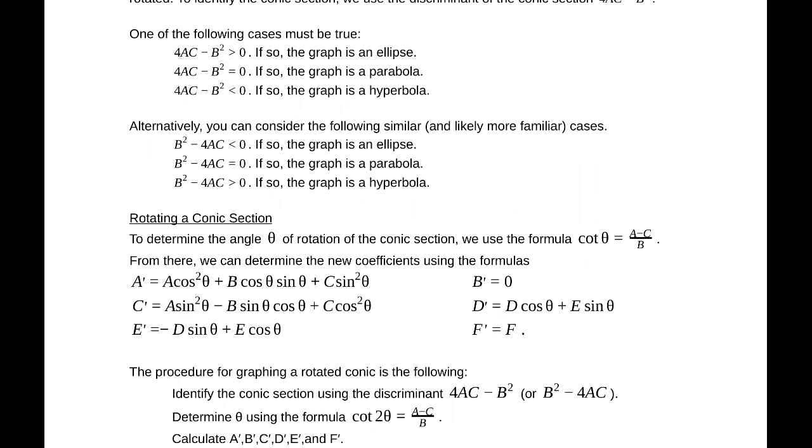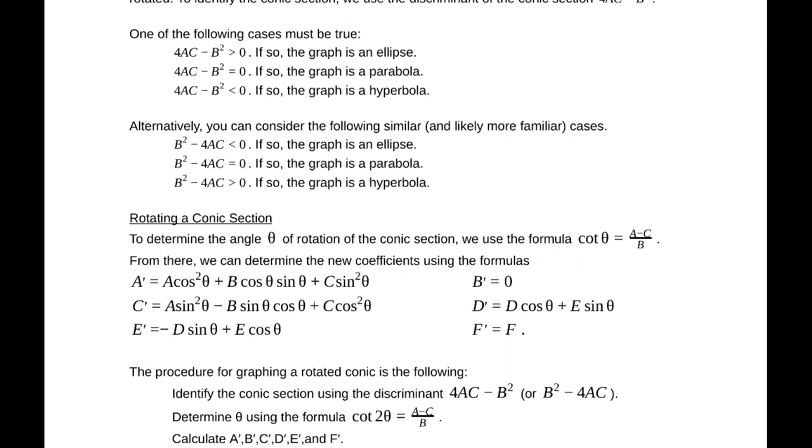here are the equations to give us our new coordinates, based on an angle of rotation theta. So there's a formula that is cotangent theta equals a minus c over b. And that is based off our general formula. All right, so let's just go straight into and apply these.